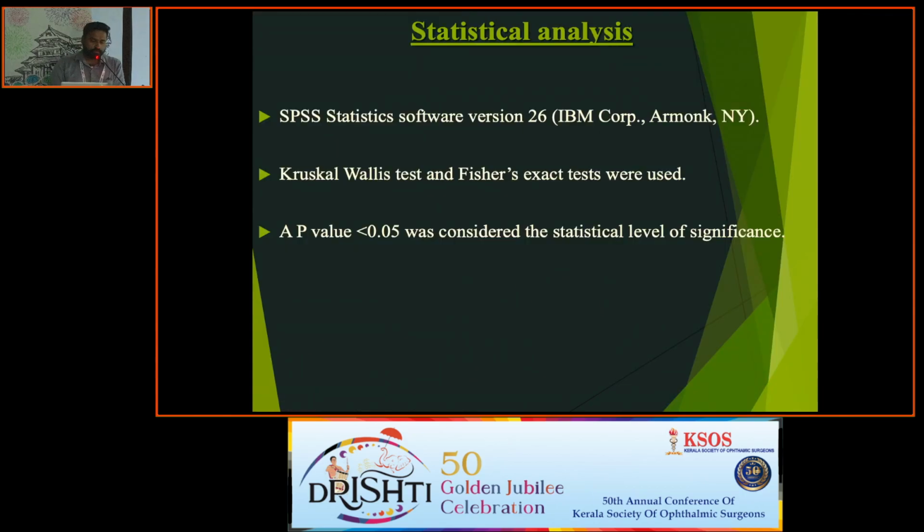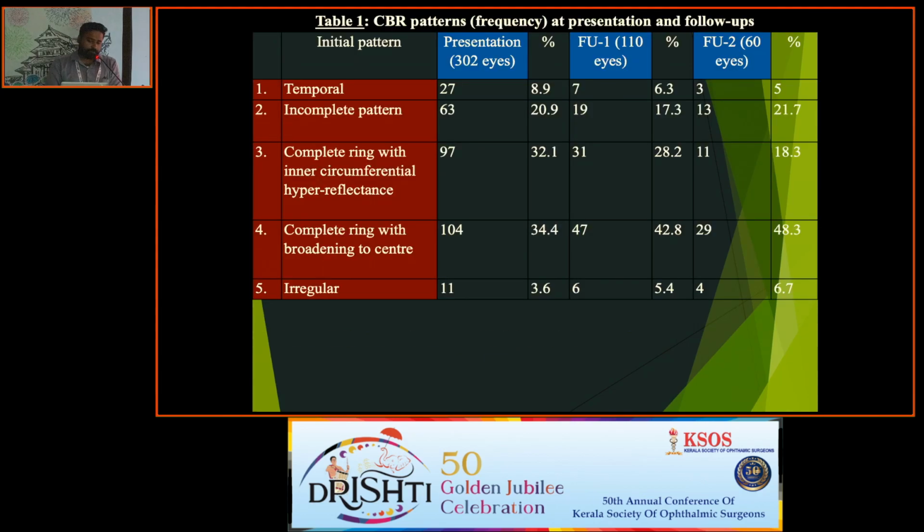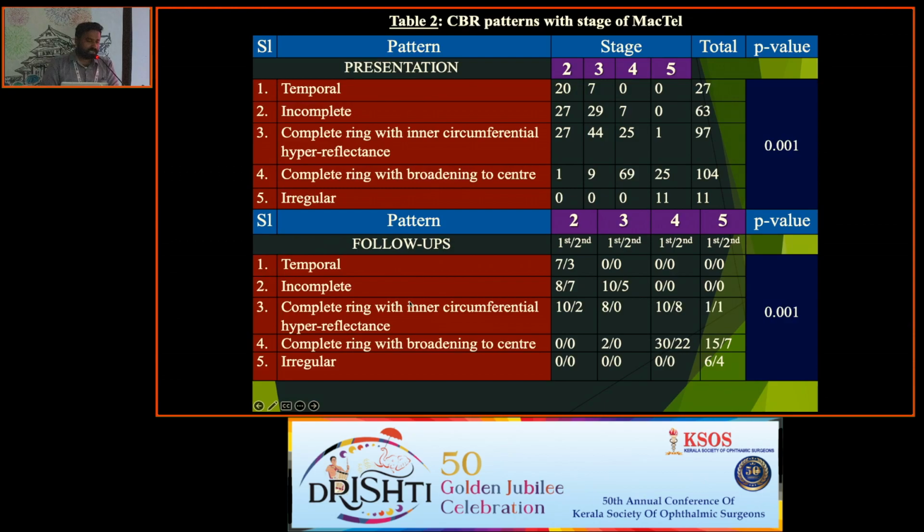Analysis was done using Kruskal-Wallis and Fisher's exact test, and 302 eyes of 160 patients were analyzed. Majority were females, with an average age of 60 years and mean follow-up duration of 32 months. For the CBR patterns at presentation and subsequent follow-ups, the majority of patients had a complete ring with inner circumferential hyperreflectance, followed by broad pattern, and only very few eyes had incomplete, temporal and irregular patterns. The mean best corrected visual acuity showed a stepwise decrease as we progressed from the temporal to the irregular pattern, and this was statistically significant.